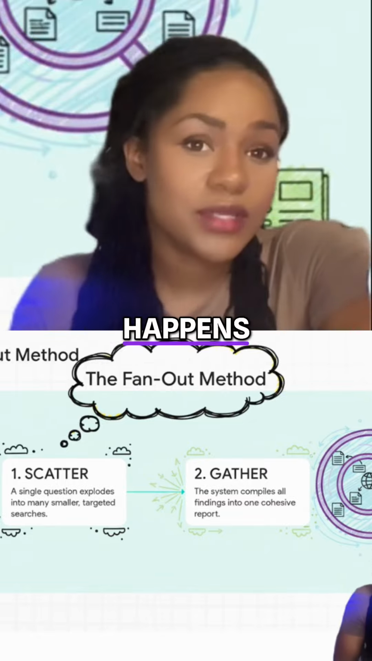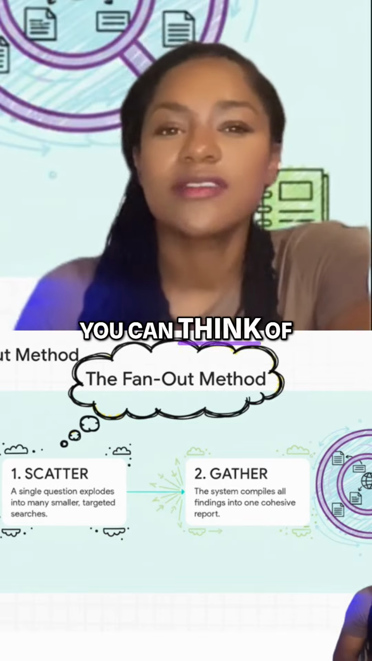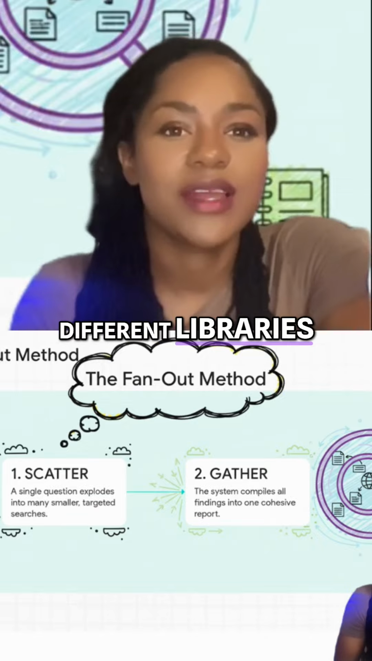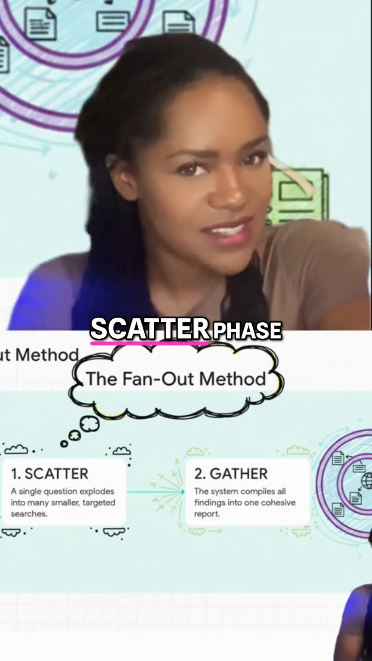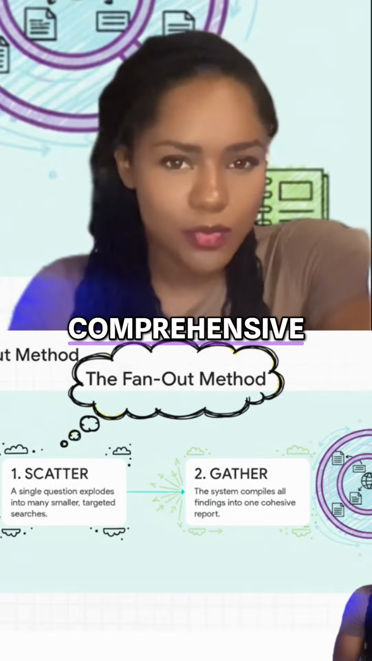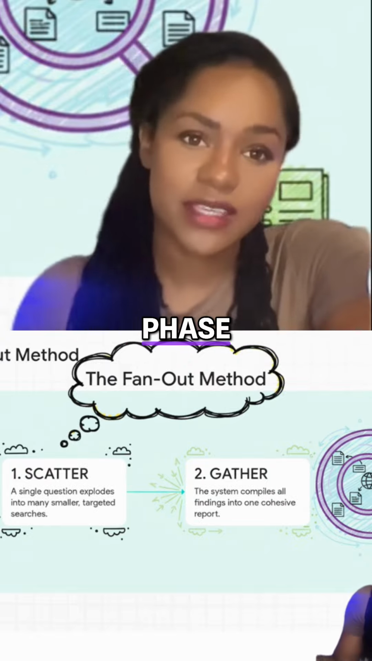This whole thing happens in two main phases. You can think of it like this. You send a whole team of researchers to different libraries all at once, and that's the scatter phase. You take all of their findings and compile them into one big comprehensive report. That's the gather phase. Simple, right?